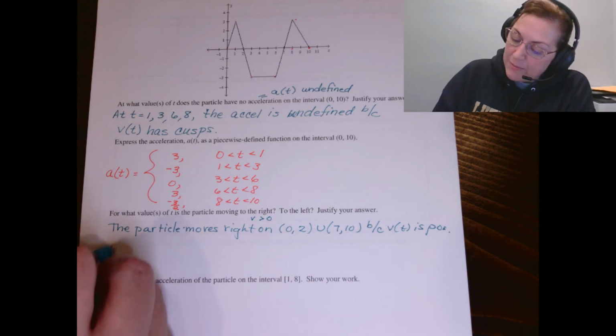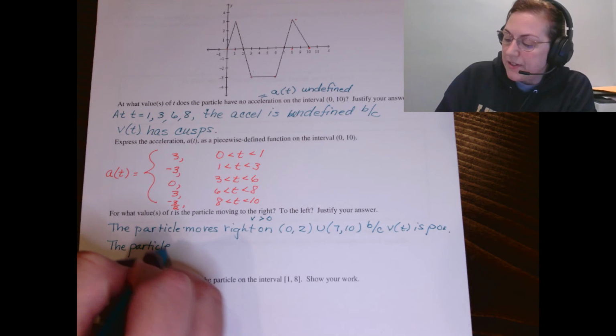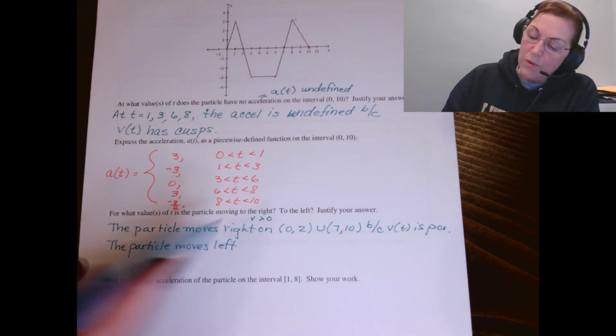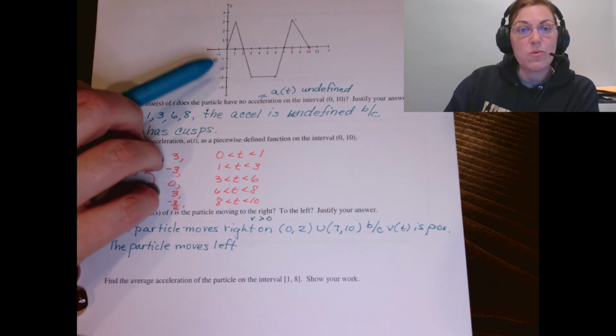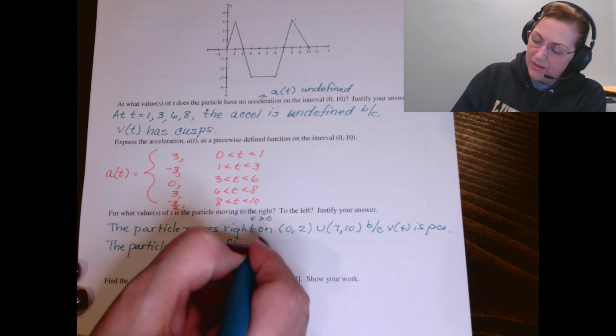So where is the object moving left? The particle moves left when the velocity, when the y values are negative. So that's between 2 and 7.